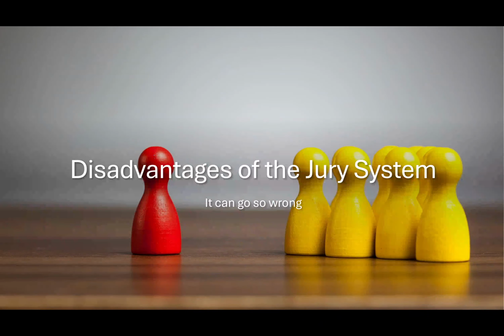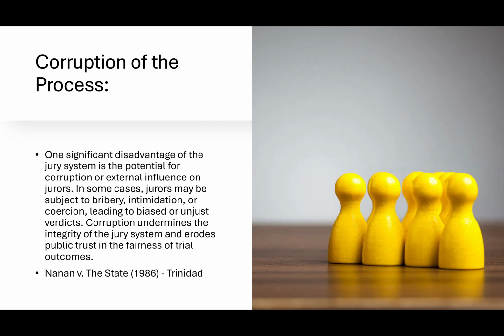We also could look at the disadvantages of the jury system. So we have corruption of the process. One significant disadvantage of the jury system speaks to the potential corruption. The jurors may be subject to bribery, intimidation, or coercion, leading to a bias or unjust verdicts. So one example of this could be Nanan v. the State, 1986, and that's a Trinidadian case. So that's an interesting case you could look at there.